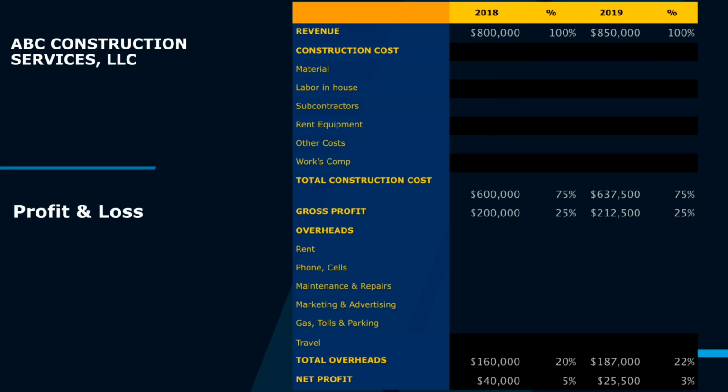Recently, the company received its profit and loss statement for 2019, and the owner wants to compare its business numbers with the previous year. As you can see, the company in 2019 sells $50,000 more than the previous year. Its construction cost structure is the same, 75%, and its gross profit margin, 25%. But its overheads increased by $27,000, which represents 22% of their 2019 sales, and makes its net profit go down to 3% of its 2019 sales.